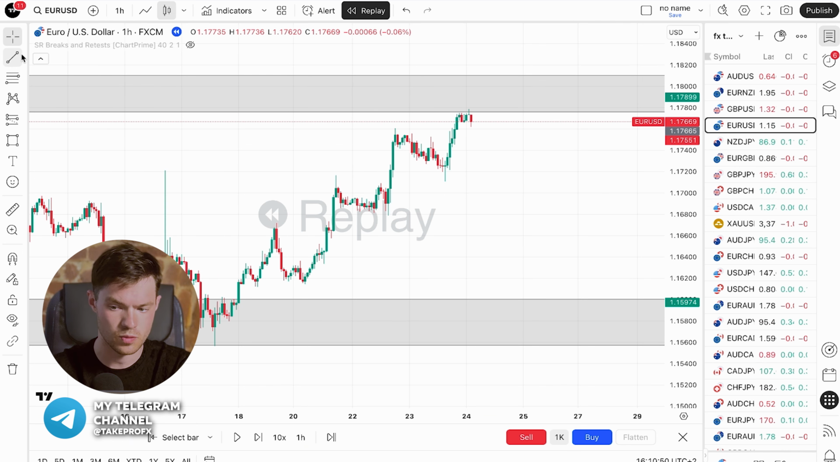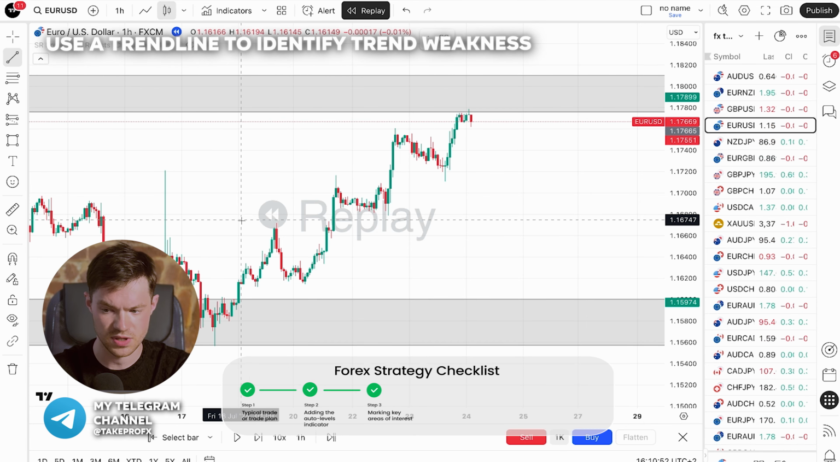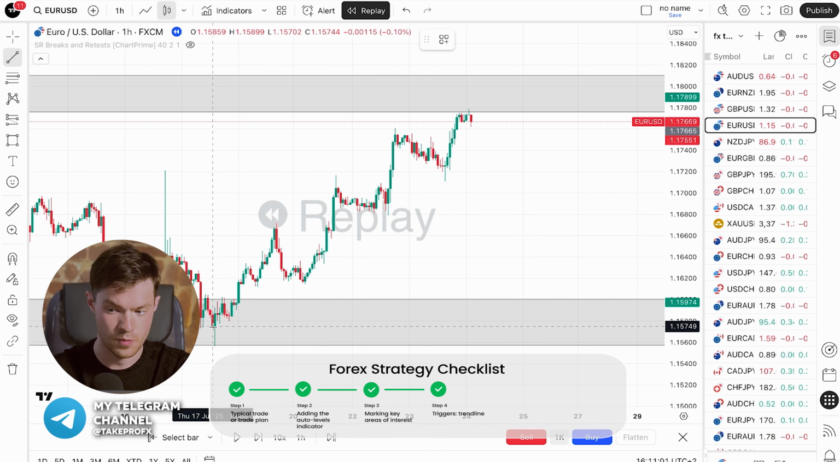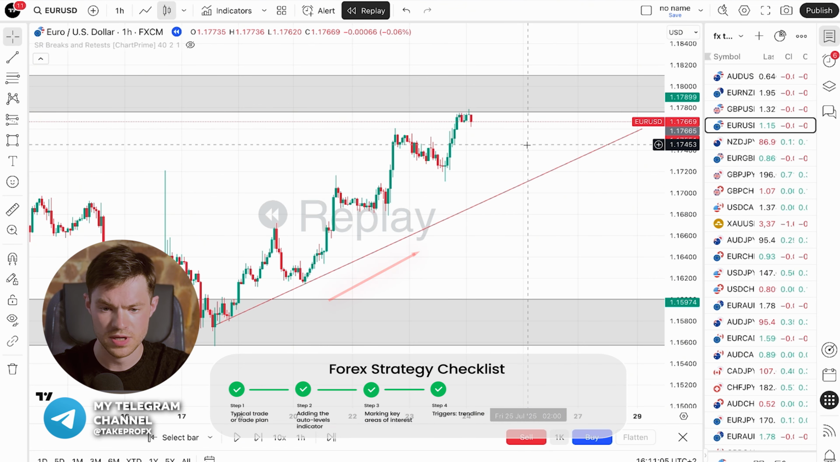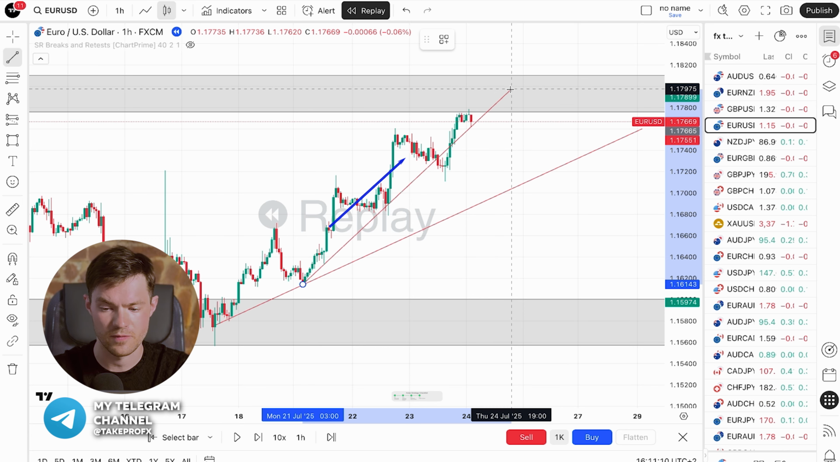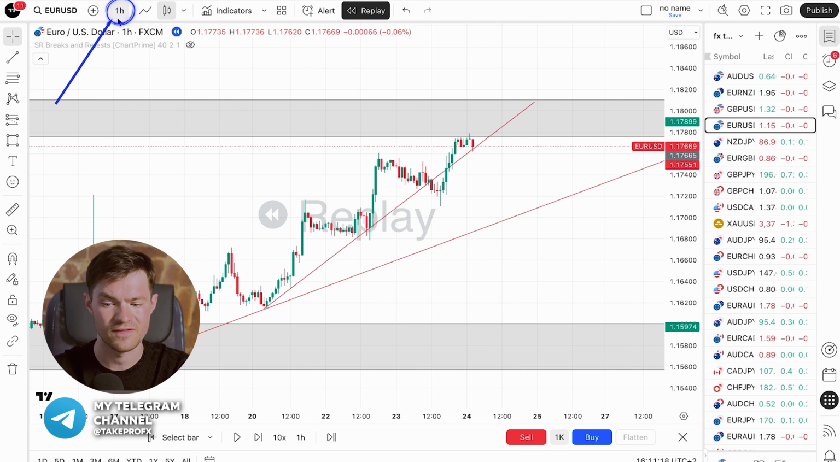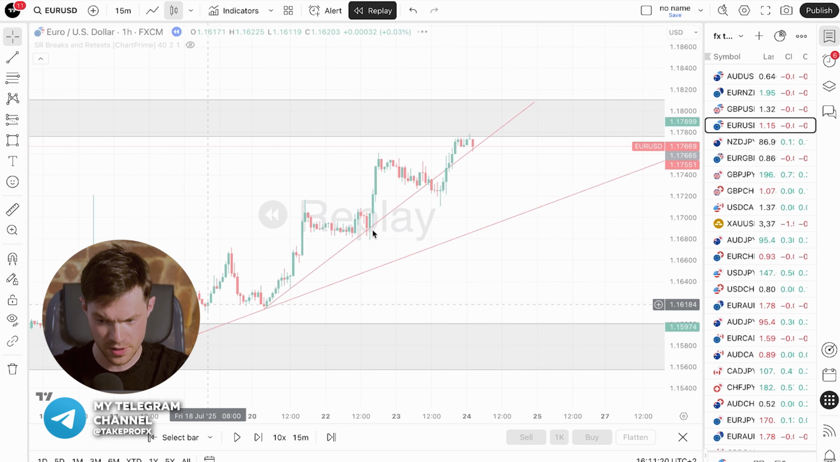Well, today I'm going to use one tool to determine trend weakness, and that's a trend line. Right now I can start drawing different trend lines through a few major trend points. These are the places where we have price turning around. We can switch to the 15-minute time frame for more accurate trend lines.